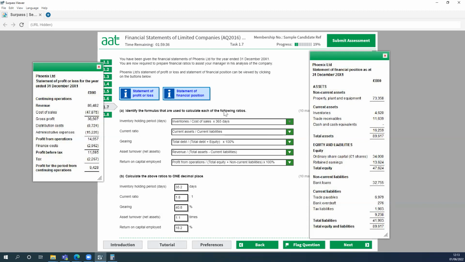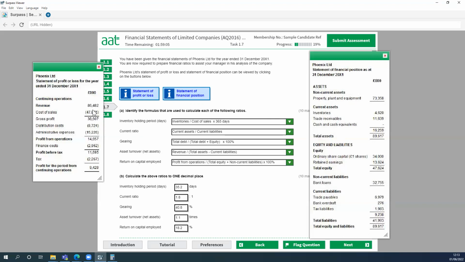Asset turnover. So how well do you use your assets to generate revenue? So it's revenue divided by total assets minus current liabilities. Okay, so how well do you use your net assets to generate revenue? Again, just be careful, because if it just has asset turnover, it will be revenue divided by total assets, wouldn't it? Which would be that one. But this one is basically looking at how well you use your assets to generate your revenue.